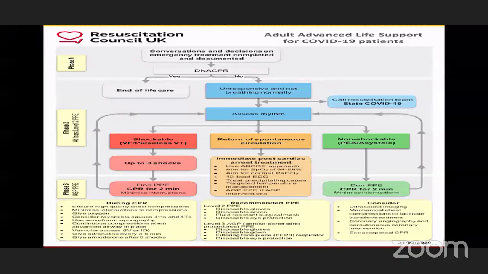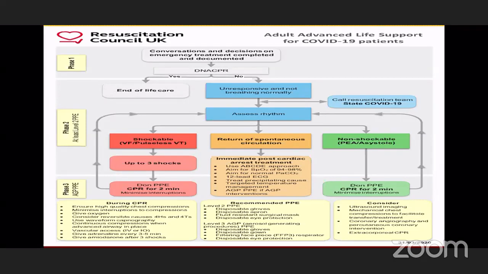We'll assess the rhythm for the patient, and if it is a shockable rhythm like VF or pulseless VT, we can shock the patient even if we are not in the appropriate PPE. And we can deliver at least 3 shocks till help arrives, and can proceed with the further algorithm after donning the PPE for the CPR, followed by minimum interruptions and high quality CPR for these patients.